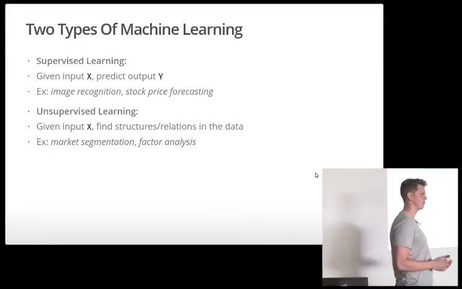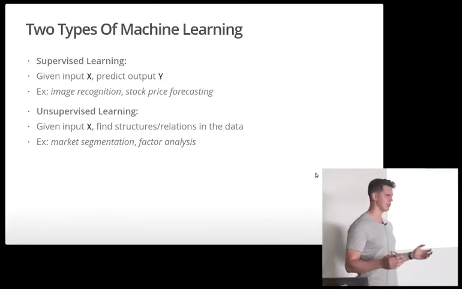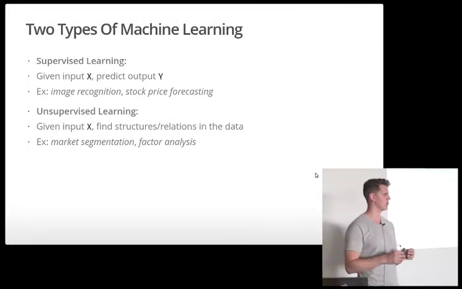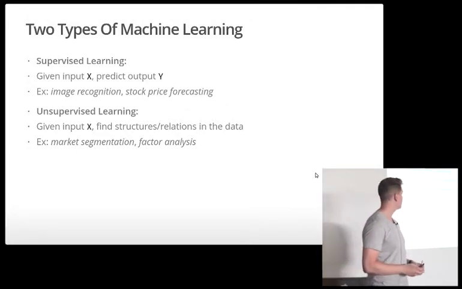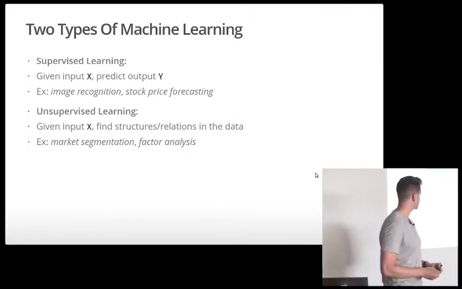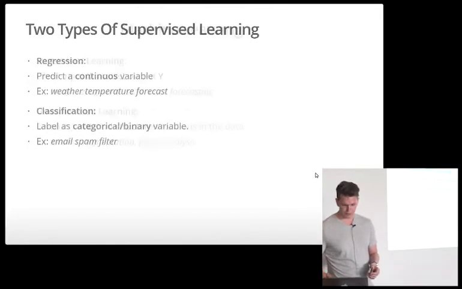You use it in marketing, for instance, market segmentation. You have customer data, and you use unsupervised learning to kind of find distinct groups of customers. Use it a lot in social science research, factor analysis. I'll be doing supervised learning today.